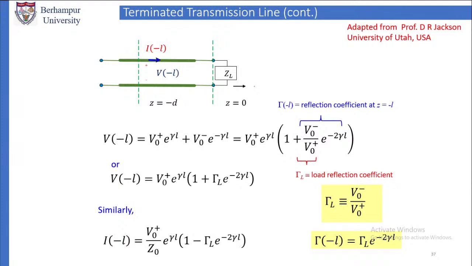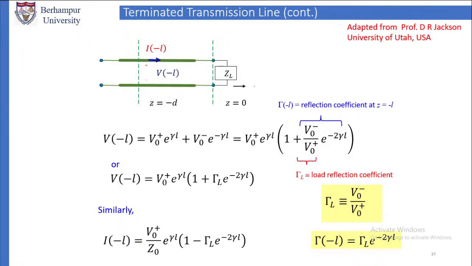But the total reflection coefficient: V0 minus by V0 plus is called gamma L, and gamma L into exponential minus 2 gamma L is called the reflection coefficient at Z equal to minus L. So gamma L is by definition V0 minus by V0 plus, the load reflection coefficient, and gamma minus L is equal to gamma L into exponential minus 2 gamma L. Now the expression for V minus L is V0 plus exponential gamma L whole into 1 plus gamma L into exponential minus 2 gamma L. Similarly, for current, you just divide by Z0 and the sign within the bracket becomes negative. Otherwise the current term is the same. So you get the voltage and current terms.